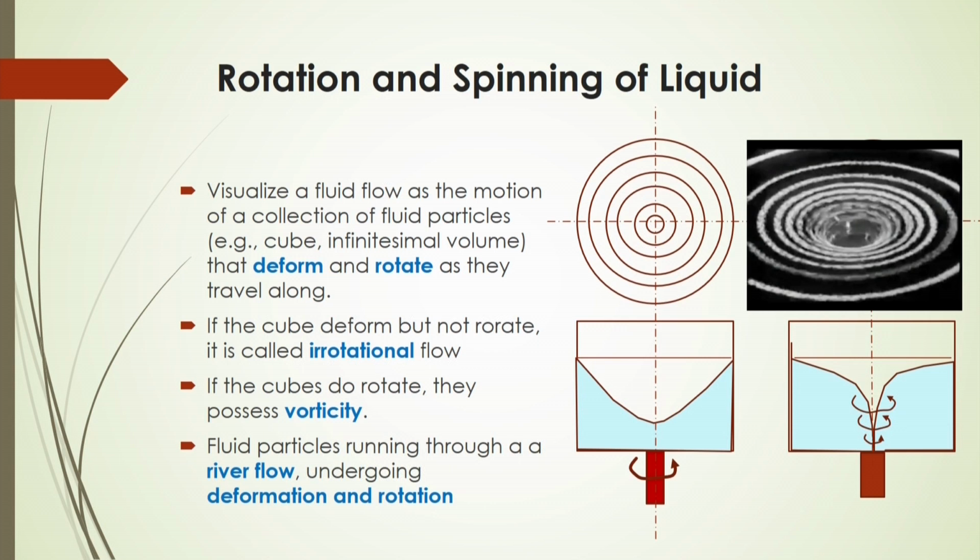So, if we visualize fluid flow as the motion of a collection of fluid particles, that is, if you consider a cube or infinitesimal volume, it deforms and rotates as it travels along. Now, if the cube deforms but does not rotate, it is called irrotational flow. If the cubes do rotate, then they possess some vorticity.